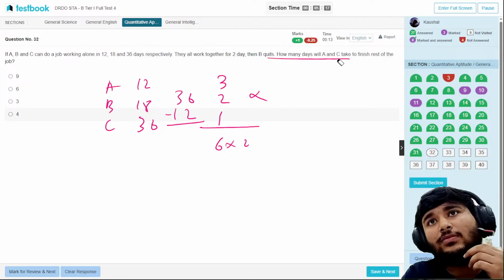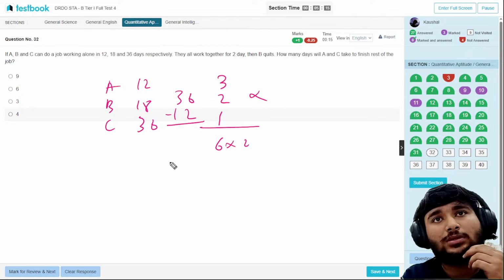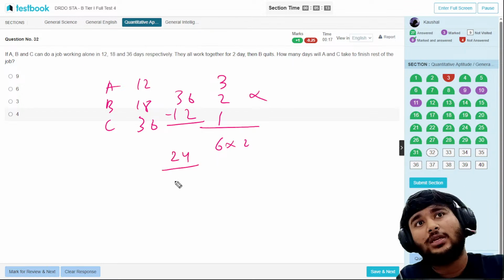B चला गया. How many days rest of the work? A and C 4 6 4.